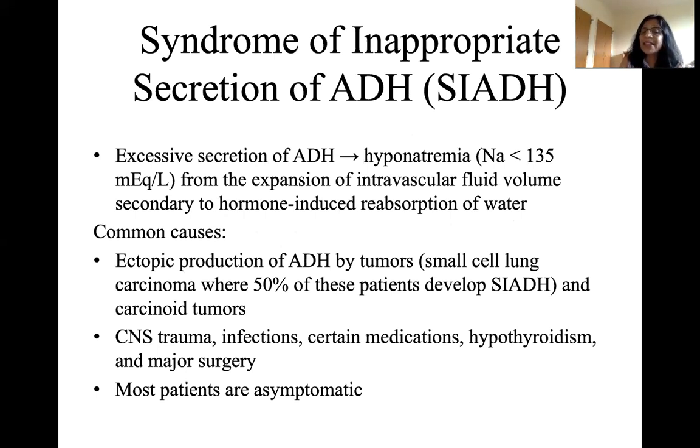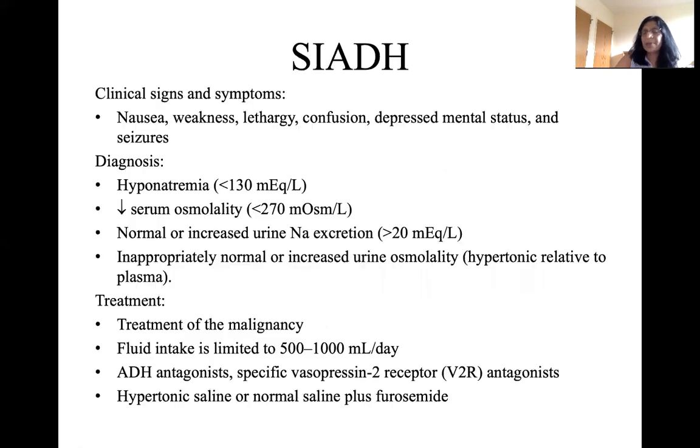Ectopic production of ADH by tumors. That's a very common cause. Okay, and a couple of tumors that are very common are small cell lung carcinoma. About 50% of the patients suffer from this condition. And then another carcinoma is carcinoid tumors. Okay. Other causes could be trauma to the head, infections, certain medications, hypothyroidism, and major surgery. Okay, stress.